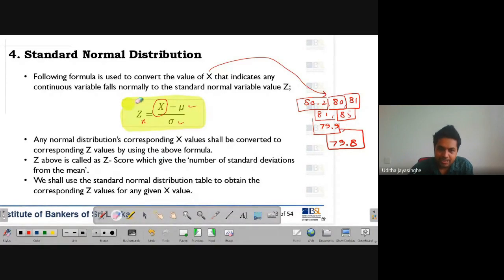Why are we going to convert it again? Only then can we apply the theory on the standard normal distribution. What is the theory? Simply, we are going to find the probability, the area under the curve. We learned some characteristics: it is symmetrical. The left side and the right side are exactly the same.